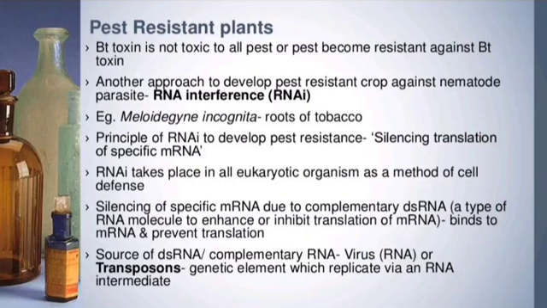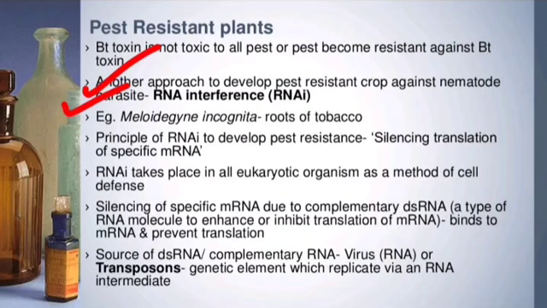So another approach to develop a pest-resistant crop is against a nematode parasite. So it is actually against which one? The nematode parasite, and that is the pest here. And by this process we are raising a pest-resistant crop. That crop is resistant against that nematode. What is the name of the nematode here?